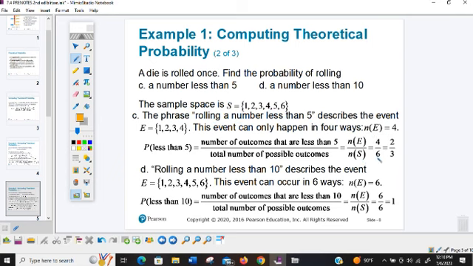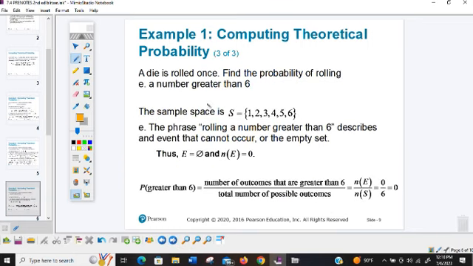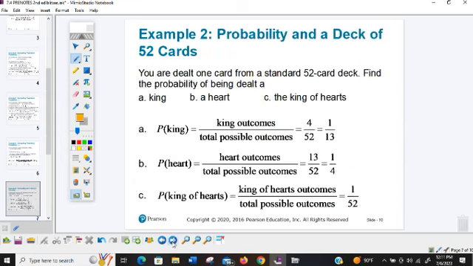For D, rolling a number less than 10 is our event. Well, they're all less than 10. That's 6 out of 6, and the probability is 1. So when something is definitely going to happen, the probability is 1. Now on the next example, rolling a number greater than 6. Well, our sample space is 1, 2, 3, 4, 5, and 6. There are no numbers greater than 6. It's not possible. So it would be 0 out of 6, and the answer would be 0. So anytime something cannot occur, the probability is 0.